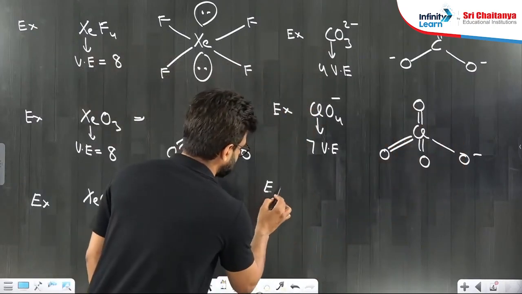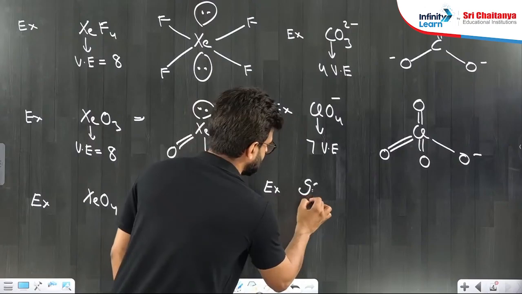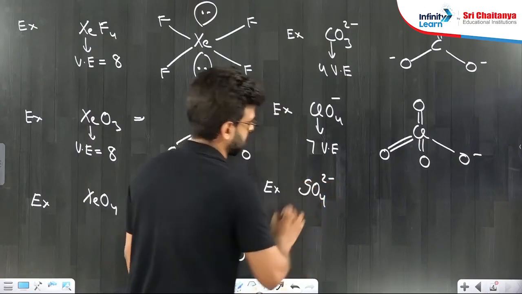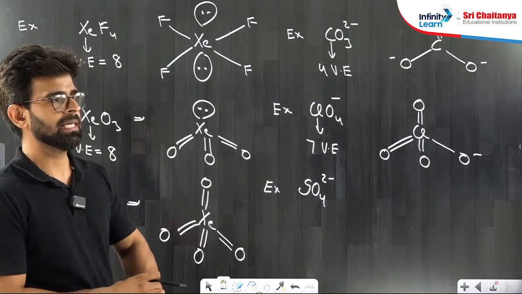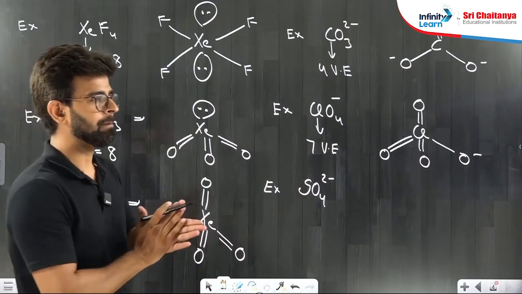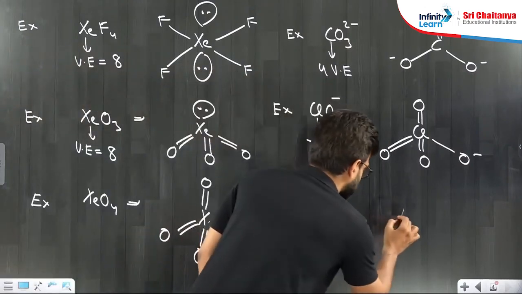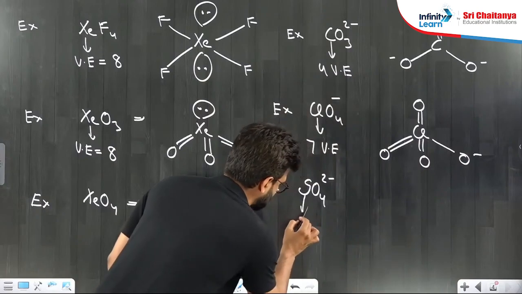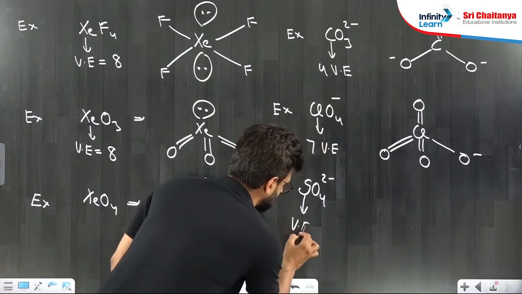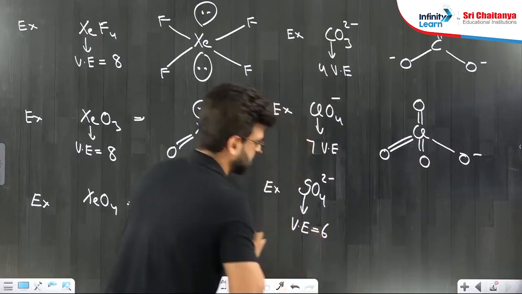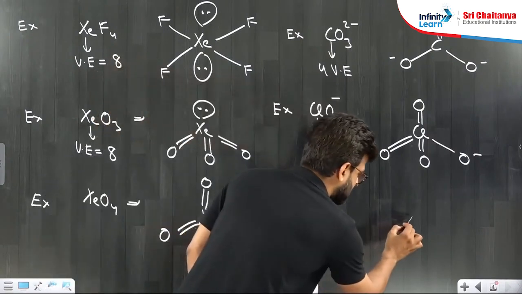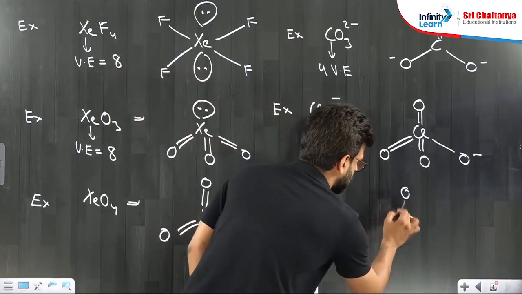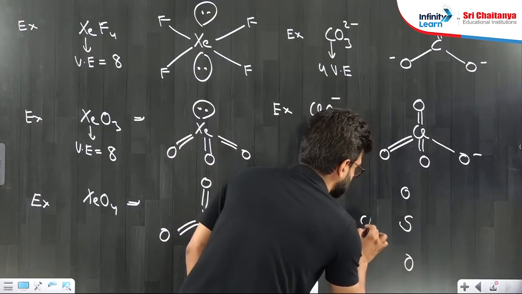Now the next one, if I say we are having here sulfate SO4 2 negative, we can draw SO4 2 negative, right? Yes, tell me, in SO4 2 negative, again, the first step is to write the valence electrons of the center atom. Okay, first step. Next step, first of all, write the center atom and show all the surrounding atoms, surrounding like this way.